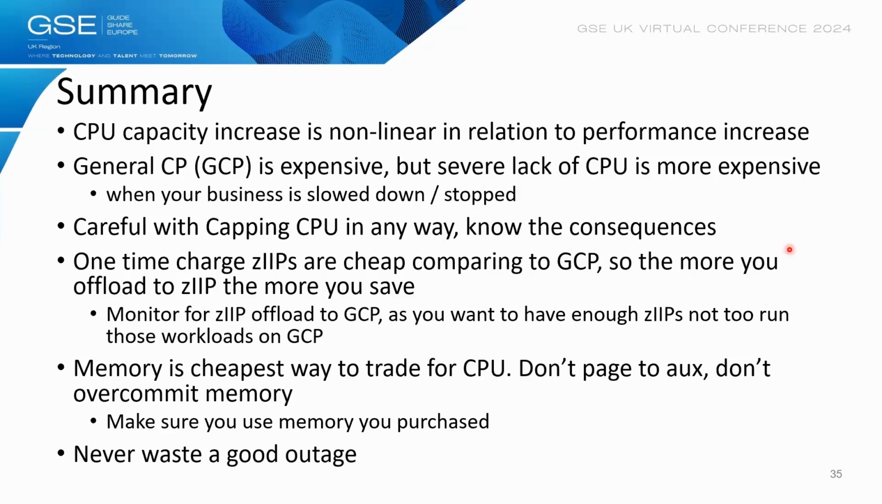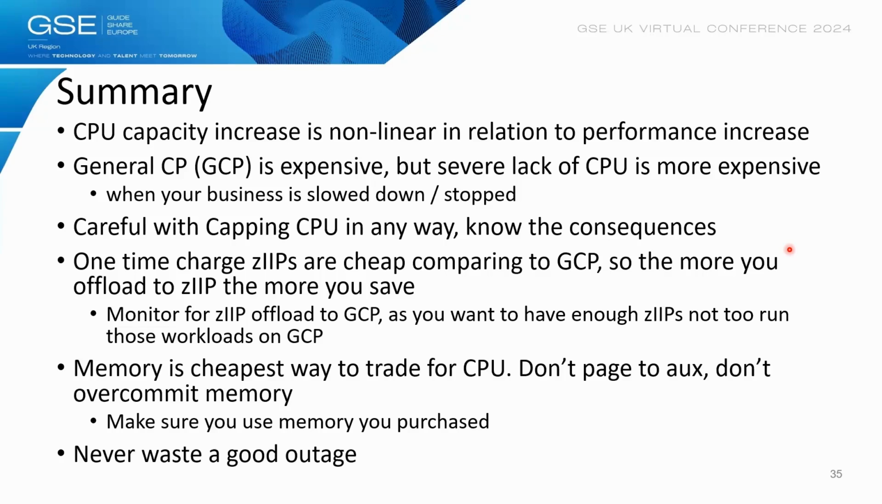So in summary, what you should take out of this presentation is that CPU capacity increase is non-linear in relation to CPU busy. General CPs are expensive, but bear in mind that lack of CP is more expensive if you have an outage, when your business is slowed down or stopped. You should be careful with capping, because if you cap someone, it can cause sympathy sickness for the others, right?